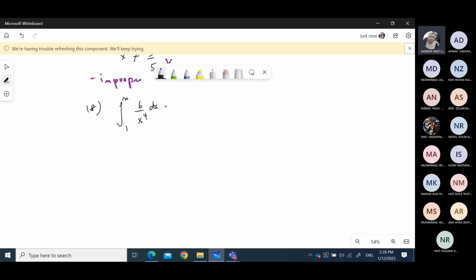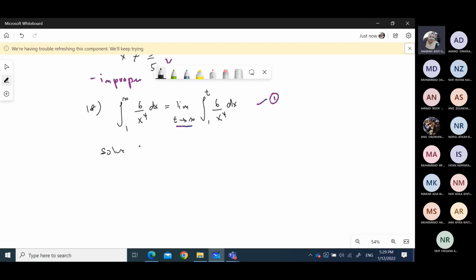Okay, so definition for improper integral for this one, it is equivalent with the limit as t approaches infinity of the integral 6 over x to the power of 4 dx, where x is 1 to t. So what is t? T is approaching infinity. So ini adalah definition dia. So kalau you buat ni, kita akan bagi 1 point dekat sini. Alright, so next we solve for this integral.